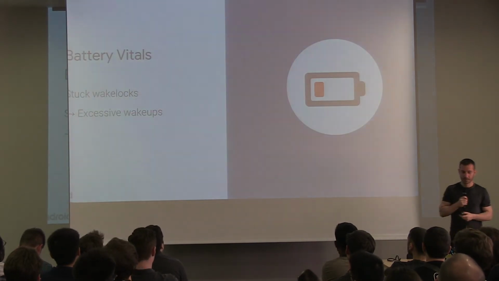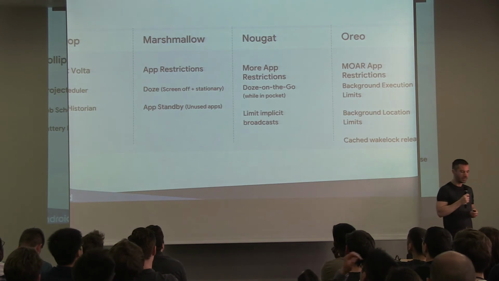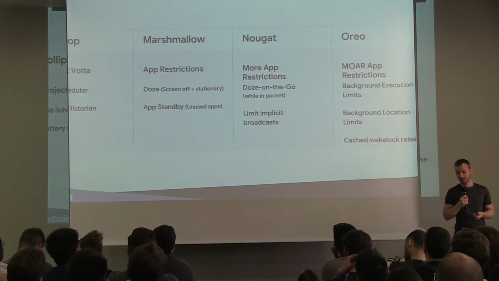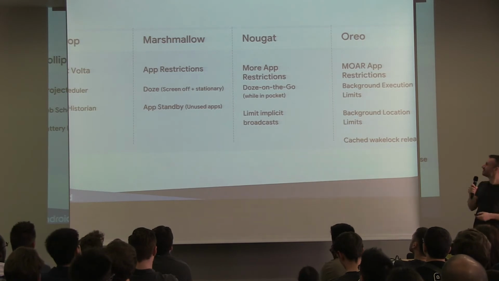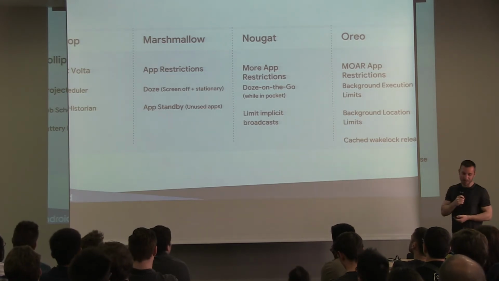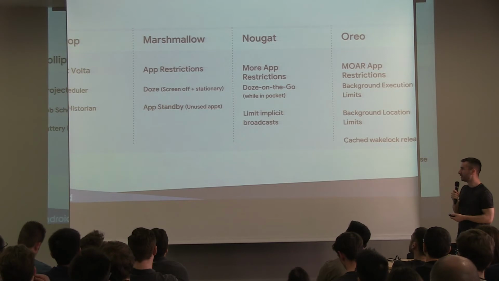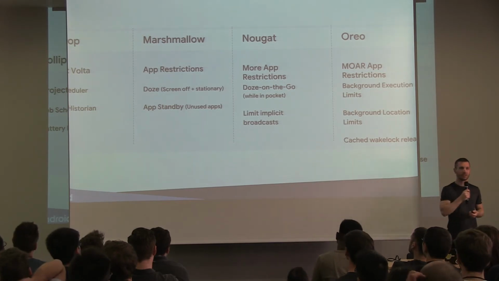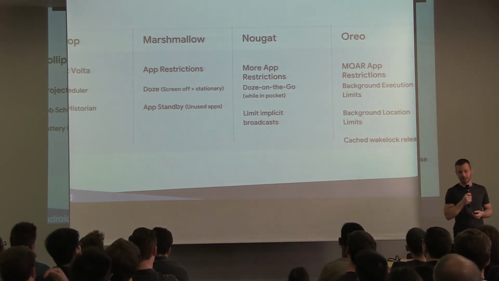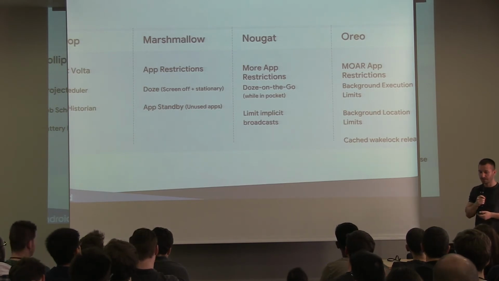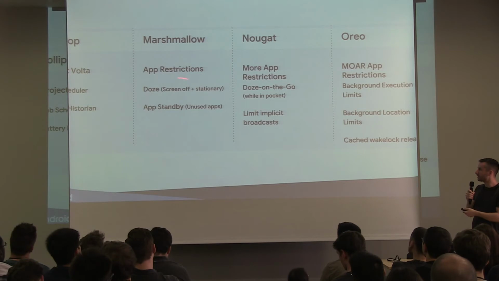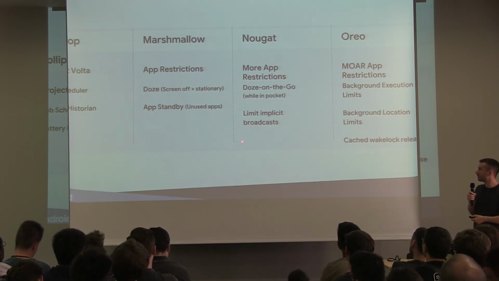Excessive wakeups. So in the last few versions of Android, even before Lollipop, but sorry about that. In Lollipop, we introduced JobScheduler, and that was a big new thing for running background jobs, any kind of background calculations that you need to do. And then we continued with new app restrictions in Marshmallow. There's those and app standby.